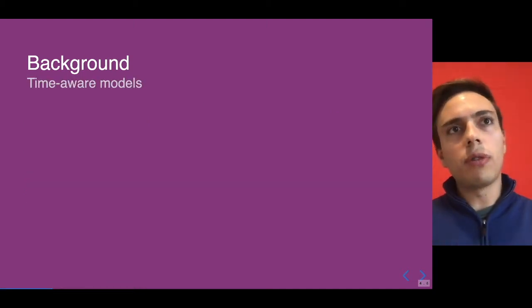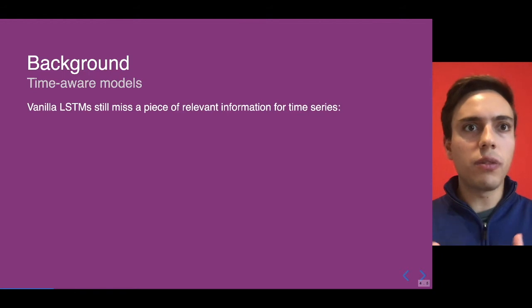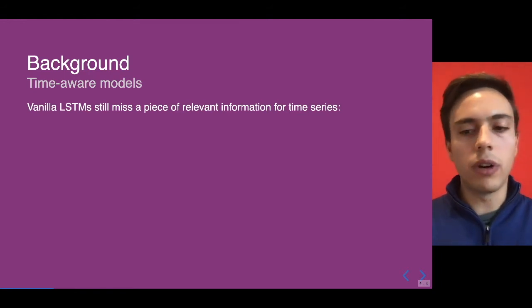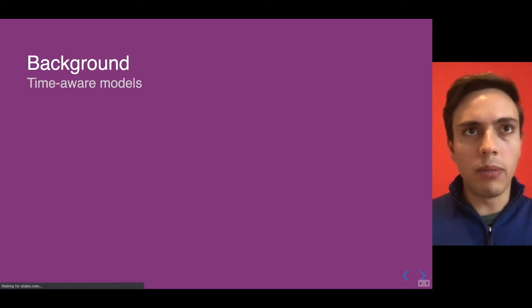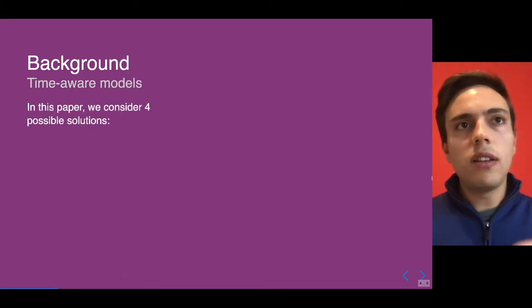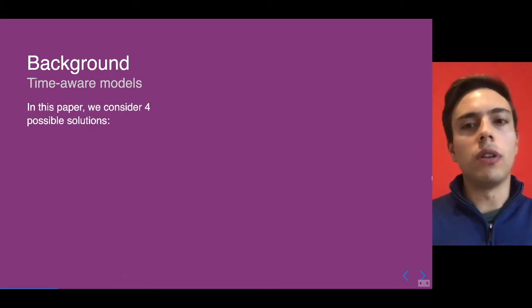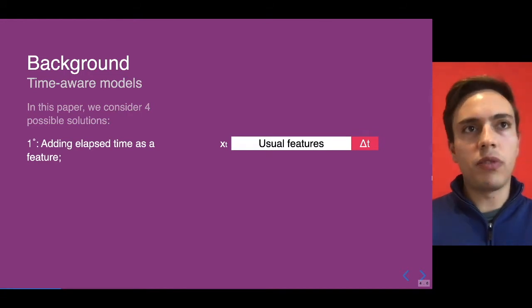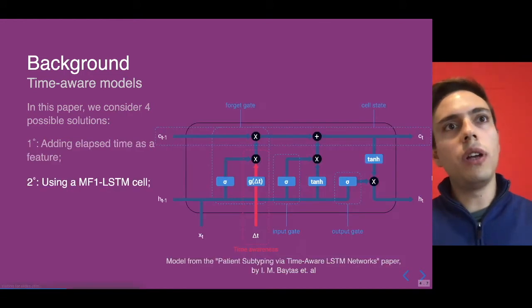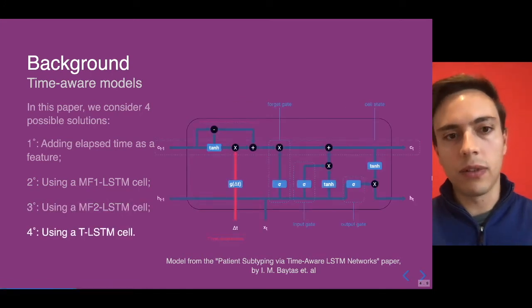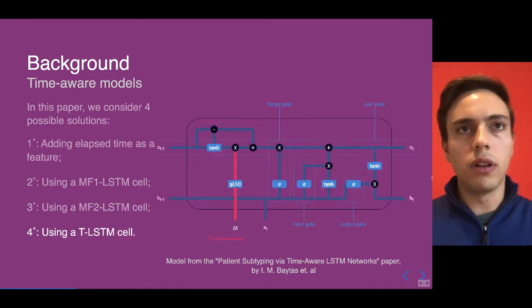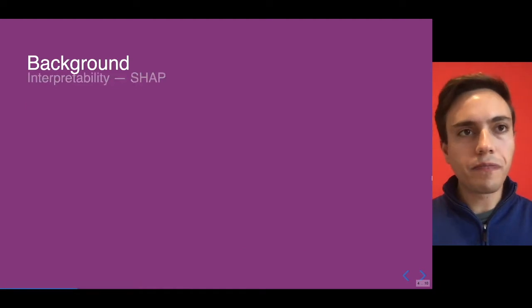Then there's this concept of time awareness in these models, which is missing from these traditional recurrent models, which is the elapsed time between the samples, which can vary between the patients. In this paper, we consider four possible solutions to this. We can simply add the elapsed time as a feature, or use one of these three models which incorporate the elapsed time inside the cell itself, usually through modifications to the forget gates.